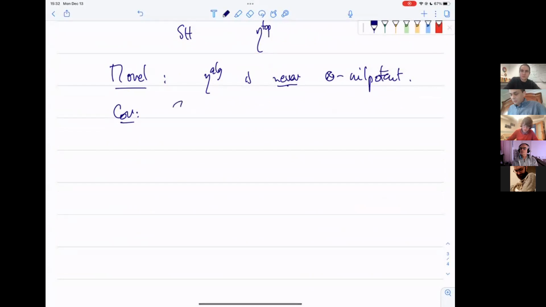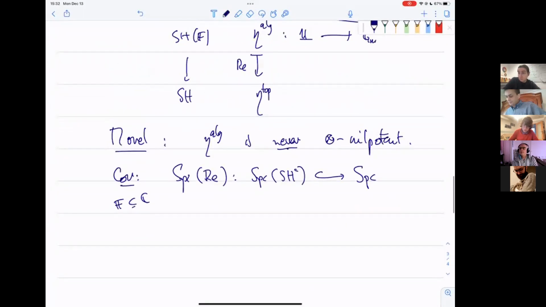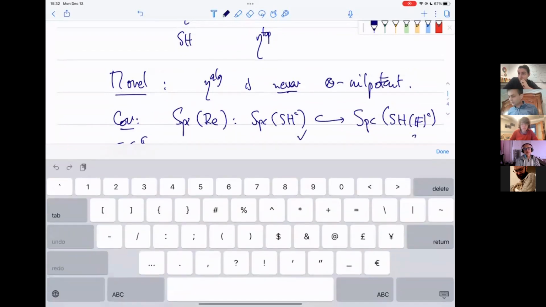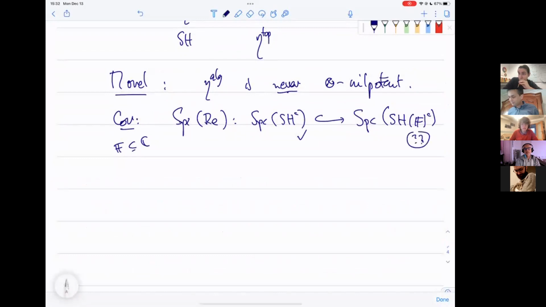And it says that if you do Spec of the realization, here I'm assuming the field is contained in the complex numbers, into the spectrum of the Motivic homotopy category, this will be injective. It's a split injection. This one, as I said, is a known thing. It's the Hopkins-Smith story. This one is the mysterious one that we're after. But what we know is that this is not surjective.